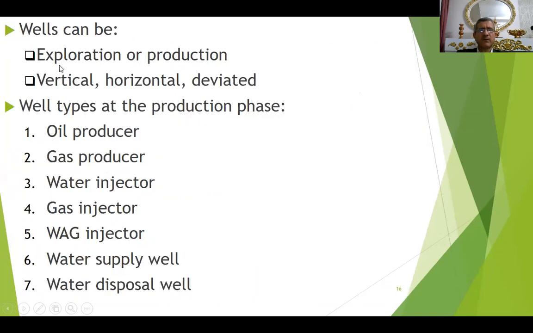We have the types of wells: exploration and production. We have vertical, horizontal, and deviated wells. The types as per the production phase: oil producer, gas producer, water injector, gas injector, and water supply well, and at the end, water disposal well.